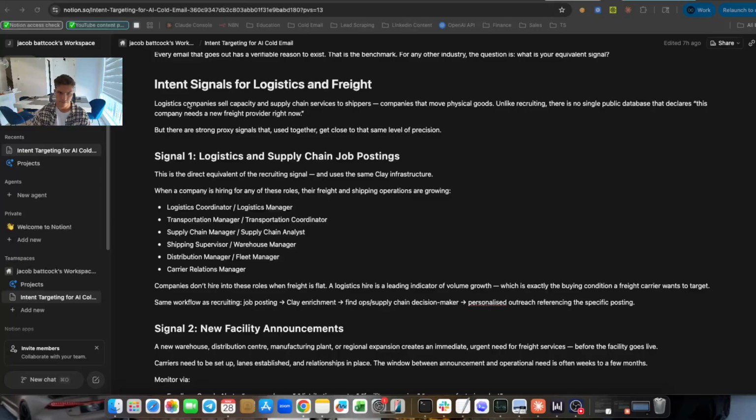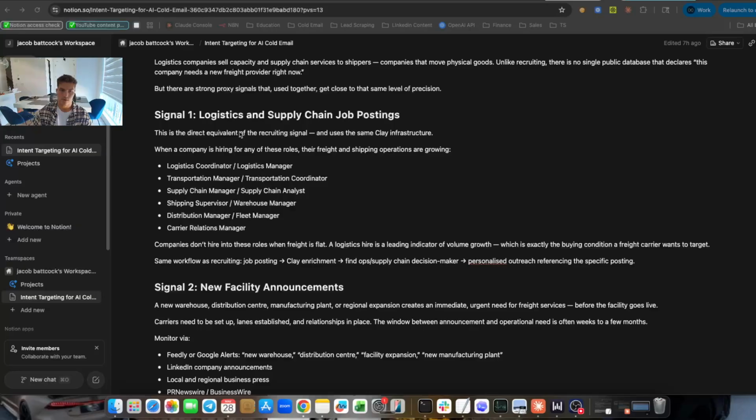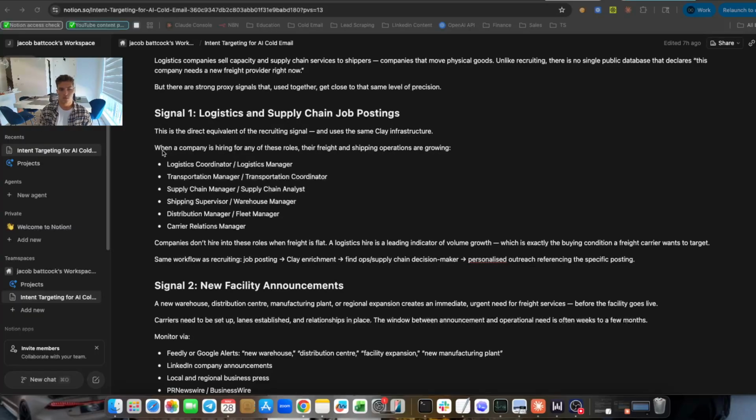employ these strategies effectively. So the first example here, again, ties directly into it, but even job postings for logistics and supply chain openings. So this really does serve as an equivalent, and it uses the same infrastructure that Clay has that people are using for recruiting and staffing firms every day, with just a couple of slight differences. So when a company's hiring for any of these roles, it's really evidence that they're scaling their shipping needs. If companies are showing that they need to hire for a supply chain manager, it's because they're growing out their supply chain processes, likely scaling out their supply chain in general. They're scaling out their shipping needs.